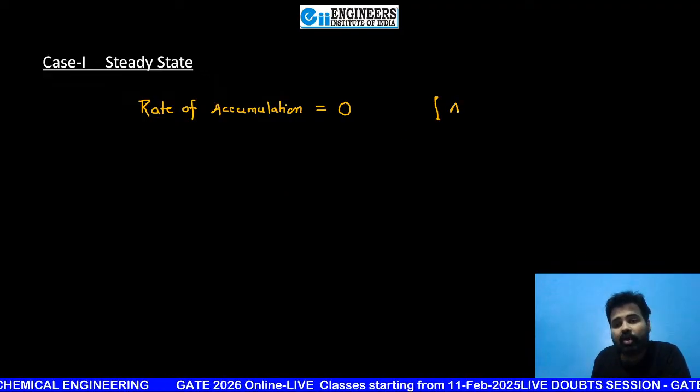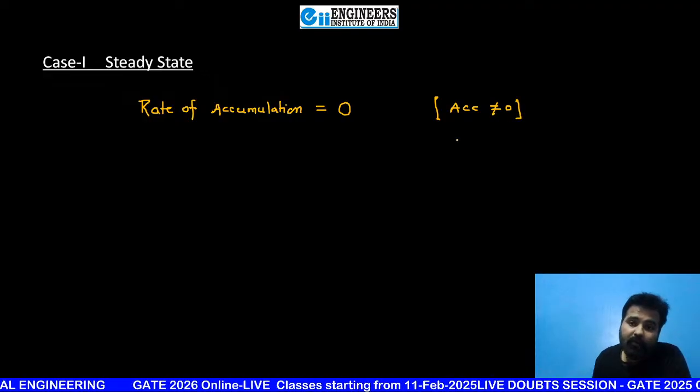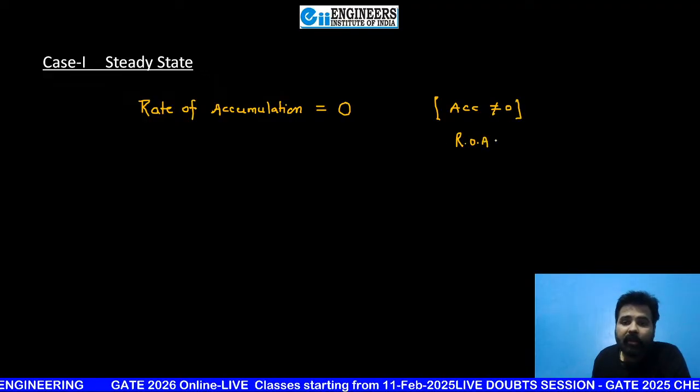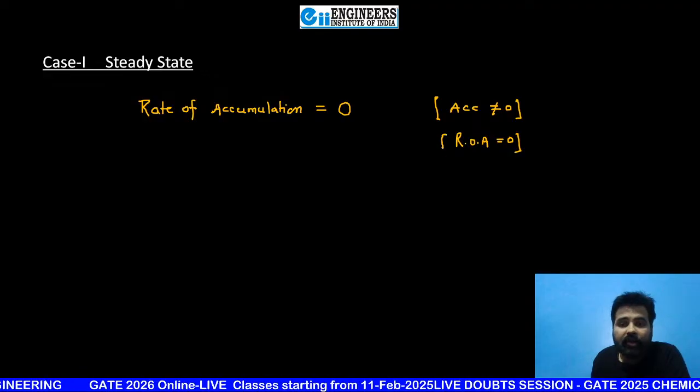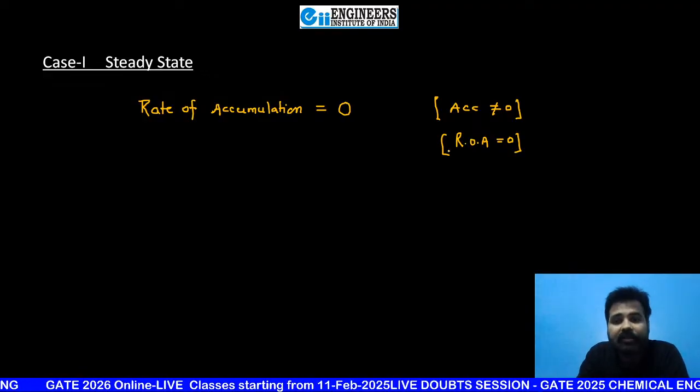Maybe accumulation is not 0. Accumulation is not equal to 0, but the rate of accumulation must be equal to 0. Then only you can say it is a steady state.